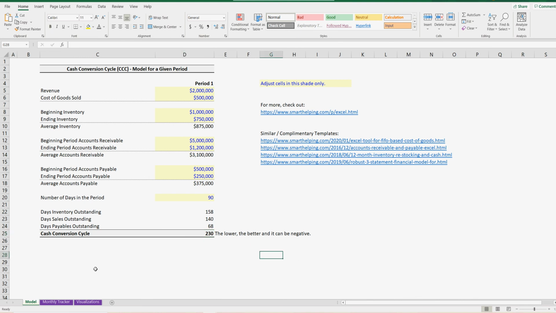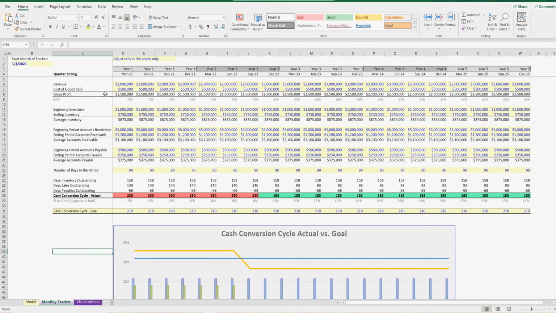And because of that, I made a monthly tracker, and the user can go in here and put in, it doesn't have to be quarterly. You could change these days to any period. Just make sure that your inputs here in the yellow are for the period you're measuring. But you simply enter revenue, cost of goods sold. I just put in a gross profit and a margin here. Just I figured we've got the data, might as well show this.